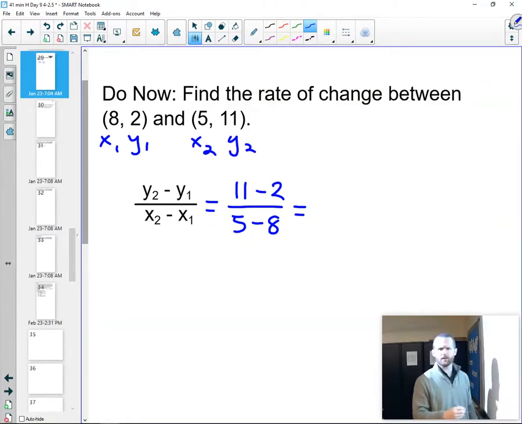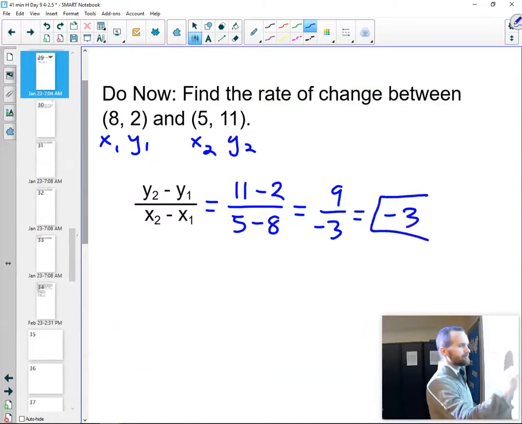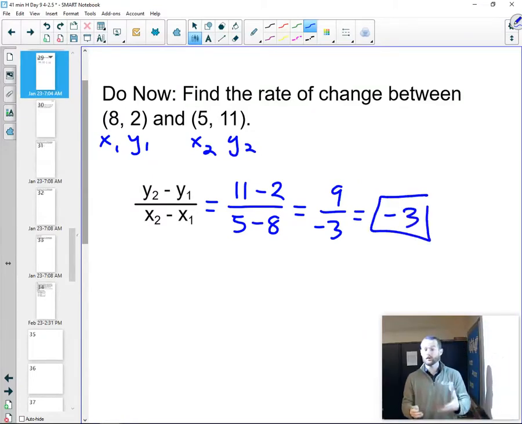Let's simplify. So 11 take away 2 is 9, divided by 5 minus 8, which is negative 3. Divide that, we get negative 3. And there's our rate of change, our slope between those 2 points, between those ordered pairs.